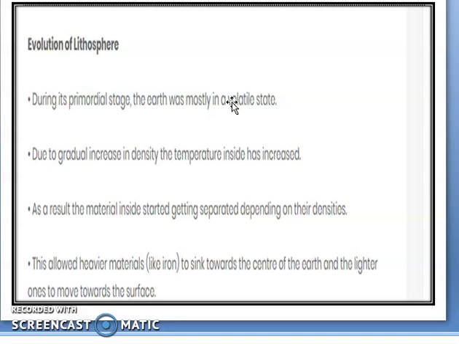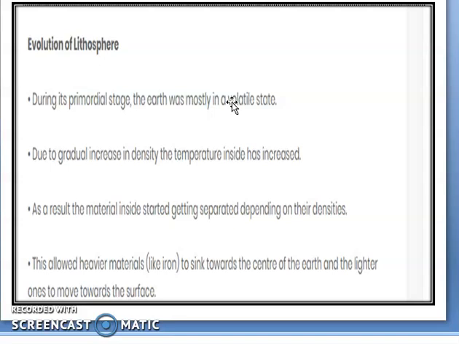That means it was almost in a liquid form, and it could suddenly evaporate or suddenly change its character. Now the temperature was very high at that time, and a gradual increase of density occurred, because earlier it was in a volatile state, that means in the liquid state, and slowly the density was also increasing.